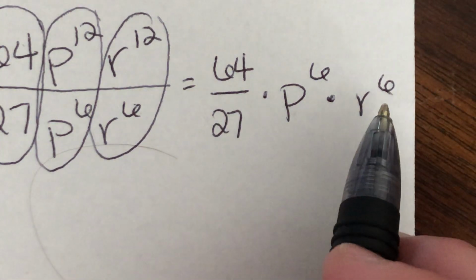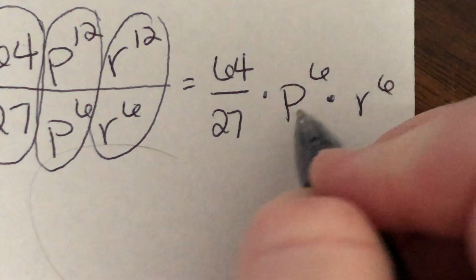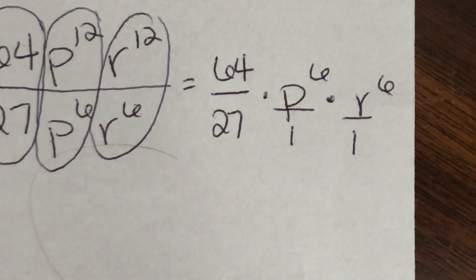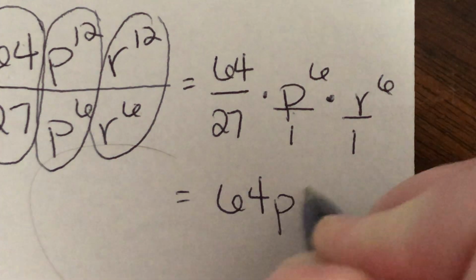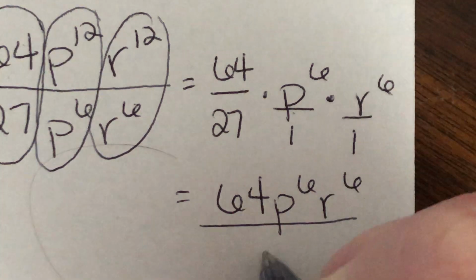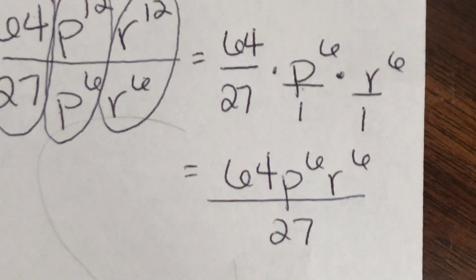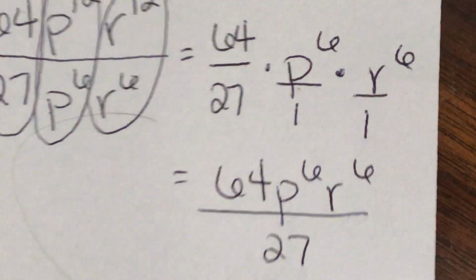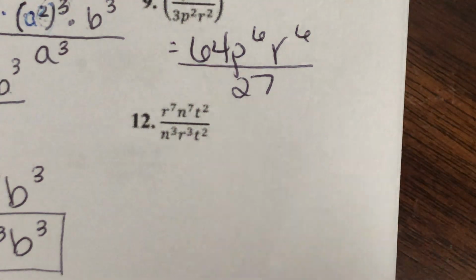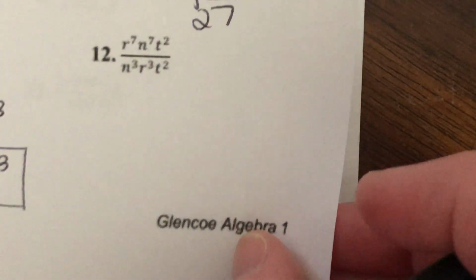So you can either leave it out like this or all of these numbers, because remember these are each over 1. So these all float to the top of the fraction. So you could write it like 64 p to the 6th r to the 6th all over 27. You could write it that way as well. That would be correct. Hopefully that's making sense. All right. So, what did we just say it was? 64 p to the 6th r to the 6th all over 27. And then since 12's right there, we'll do 12.